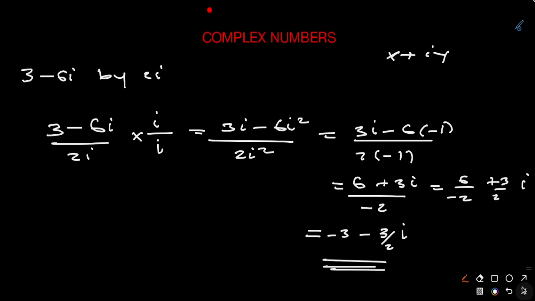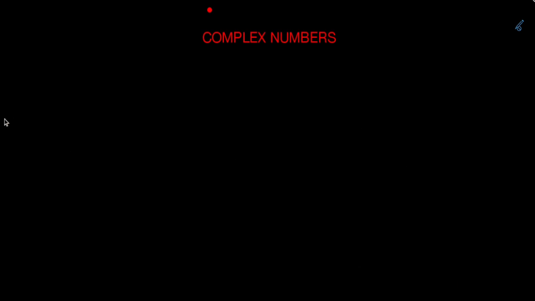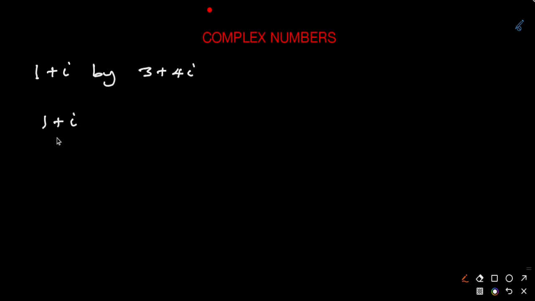Another example, let's say for example you have 1 plus i, then you are dividing it by 3 plus 4i. So this one is just very simple. You say 1 plus i, then divided by 3 plus 4i. So here we're having a positive, meaning the conjugate is going to have a negative. And remember, the conjugate should multiply the denominator and the numerator part.